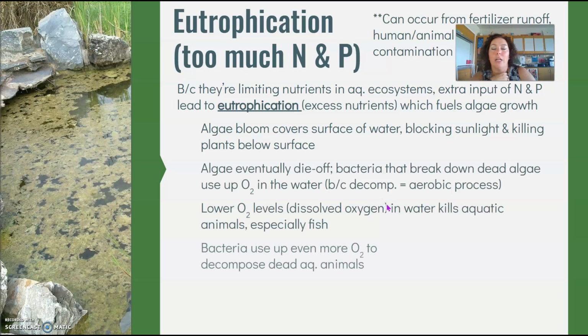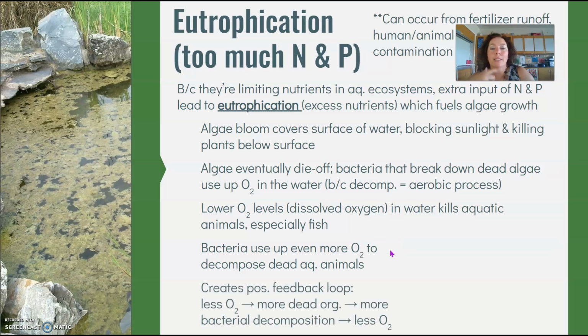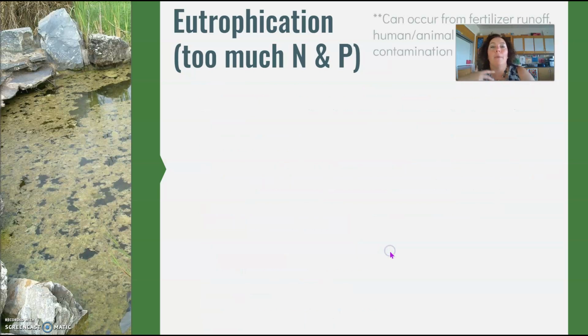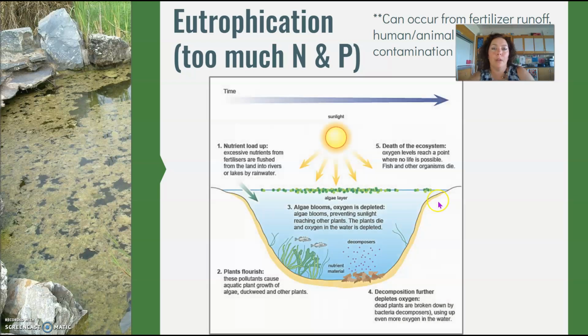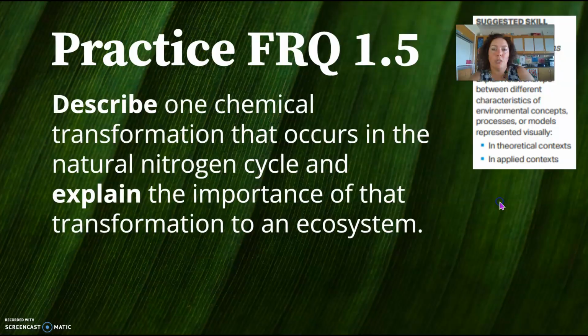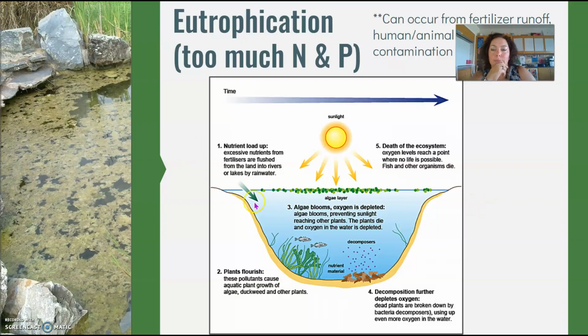The algal bloom actually covers the surface of the water, prevents photosynthesis from happening at the bottom. The algae will then die off. Decomposers are going to use up all the oxygen, and that's going to kill the aquatic organisms that live there. It creates this positive feedback loop. Less oxygen means more deaths, which means more bacterial decomposition, which means more oxygen is getting used. So this is just a little image that's showing you that process.